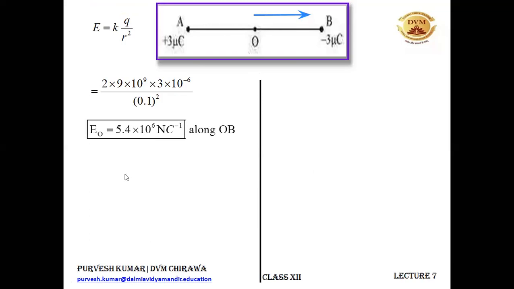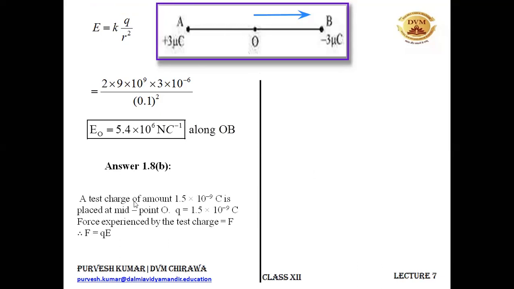All right. So let's solve part B. The amount of test charge is 1.5 into 10 to the power minus 9 Coulomb, and it is placed at the midpoint O. Q is equal to this thing. And we know that if we know the electric field at some point, the force on a charge placed at that point can be calculated by the formula F equal to Q into E.